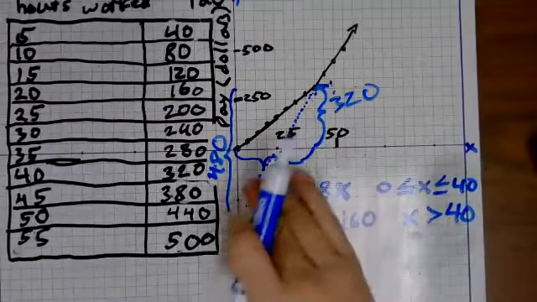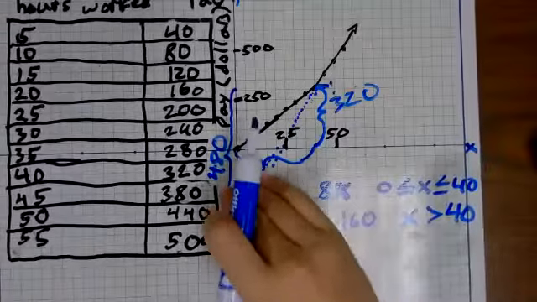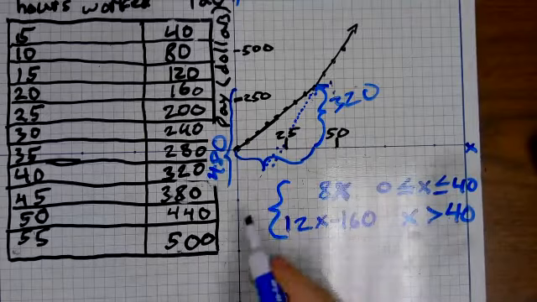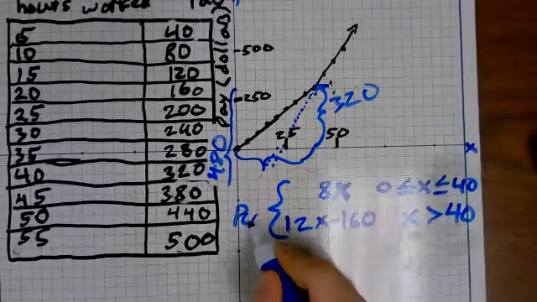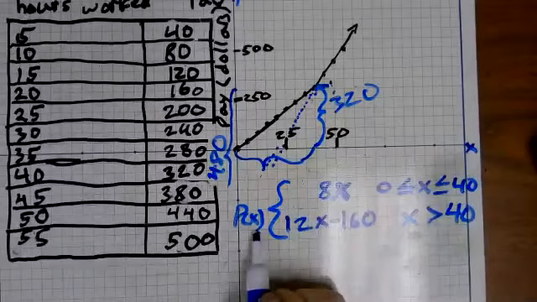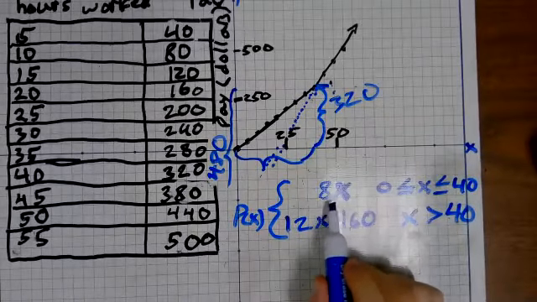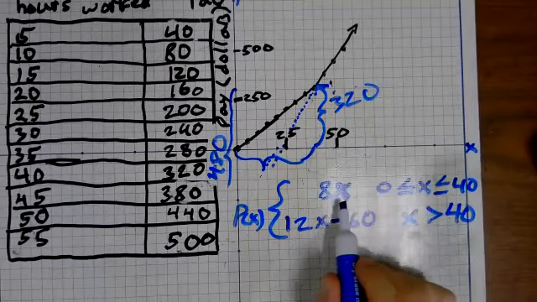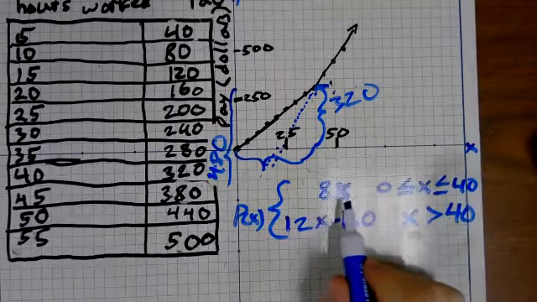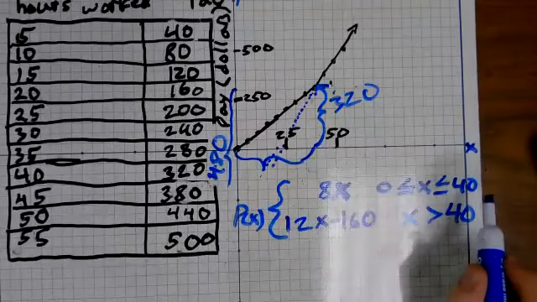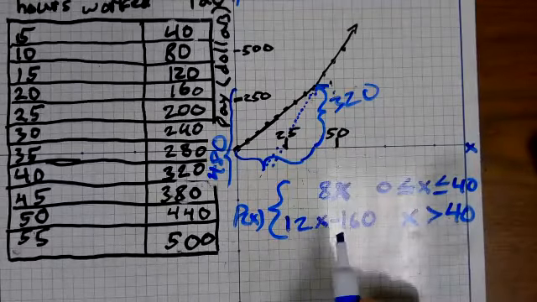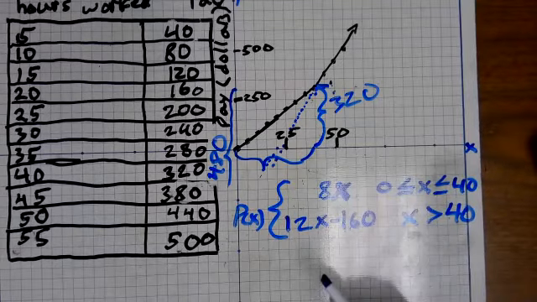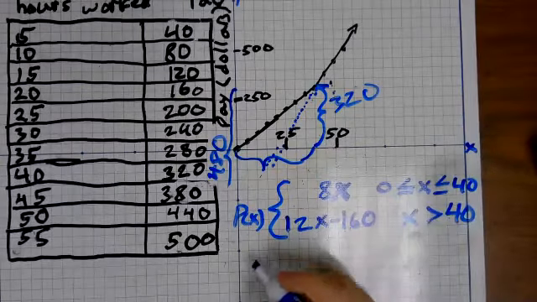And when talking about piecewise functions, we generally want to make it clear that it's all one big function. So we'll make a little bracket here, and then here we'll give it the name. Let's say P of x. The pay you earn for x hours is equal to 8x, which will give us a value of 8 times the number of hours we've worked for the first 40 hours. And 12 times the number of hours worked minus 160 for every hour after 40. And there we go. We found an equation.